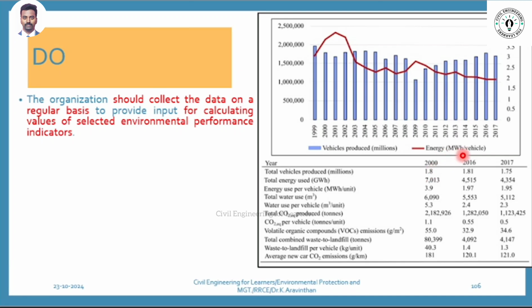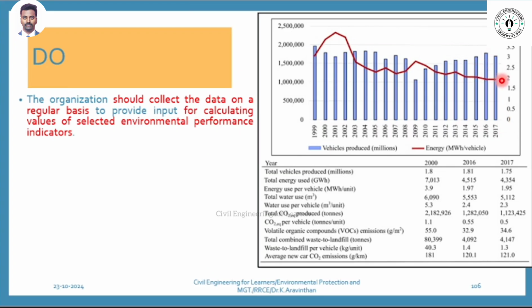3.5 megawatt per vehicle. For manufacturing a single car, they have consumed 3.5 megawatt. Year by year, how many cars they have manufactured and how much energy they consume is given here, and you can see the graph. In 1999, what is the peak energy used? In 2001, they have used 4 megawatt. And you check that in 2017, how much megawatt is it? They have reduced to 2 megawatt.